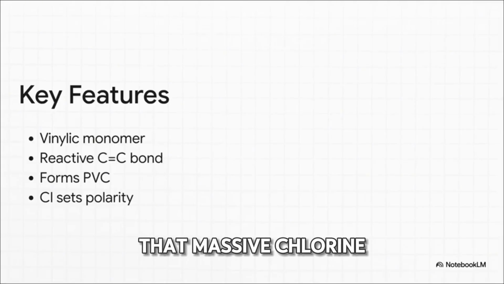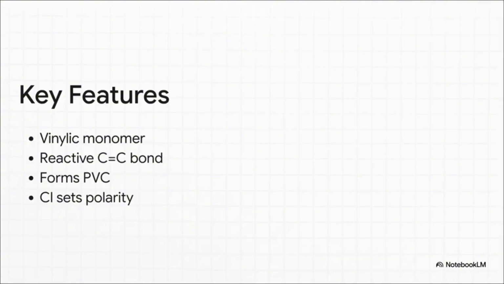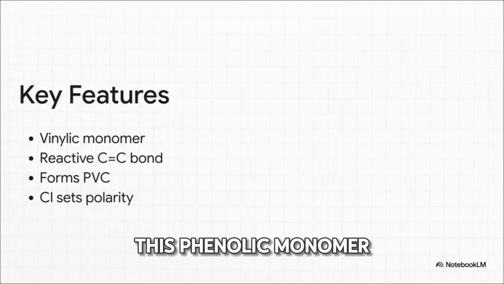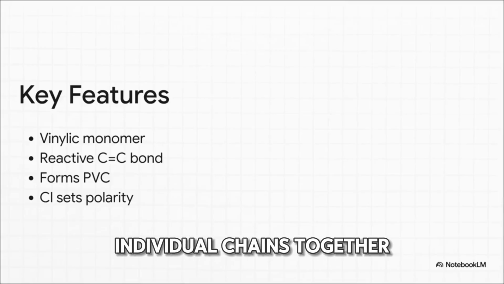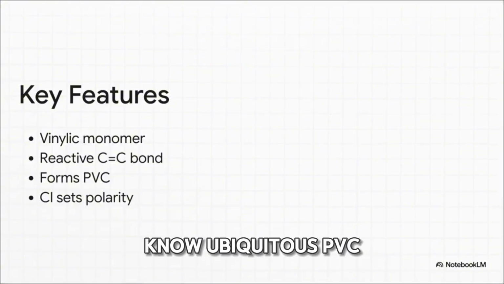So, pulling this all together, here's what you really need to know. That massive chlorine atom completely dictates the molecule's overall polarity and reactivity. And that specific electrostatic setup is what drives this vinyl monomer to undergo addition polymerization. Basically, it snaps these individual units together over and over again to form a polymer you definitely know, ubiquitous PVC.